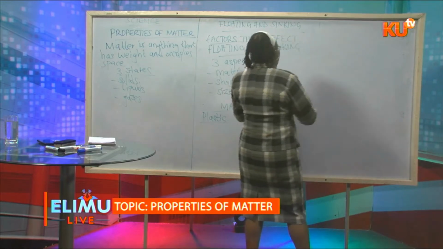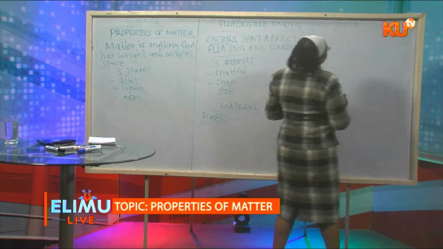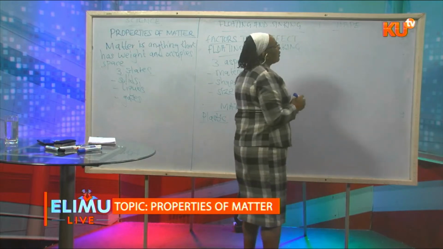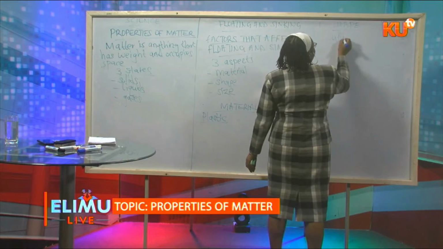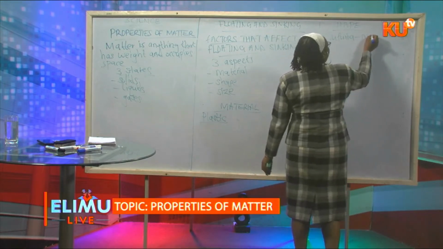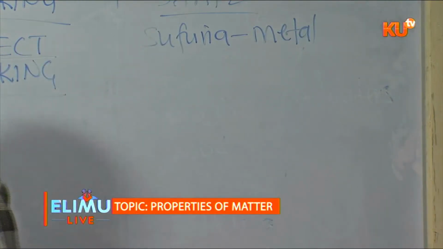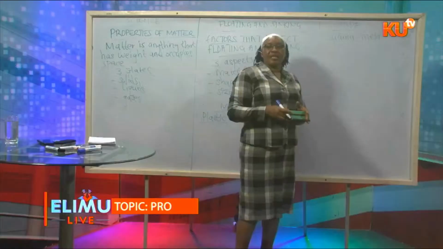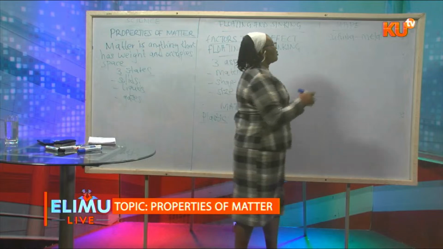In this case, we are going to look at an item which is made of metal. We may take a sufuria. A sufuria is made of metal, and it may be heavy. It is made of metal and it is heavy. If you put it on water, the sufuria will float because of its shape.